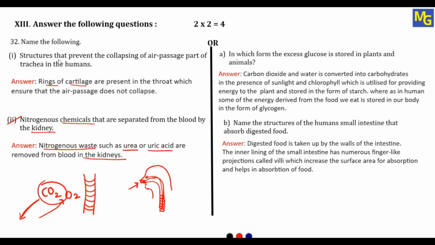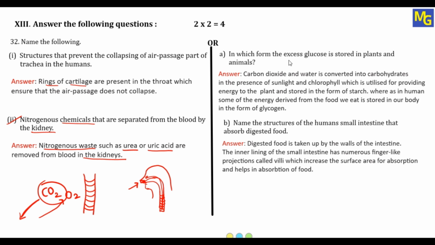Name the following, they have asked. Name means you just have to write the name. So the first answer is rings of cartilage and the second is urea or uric acid. Now we'll move on to the next question. The next question is 32 one.